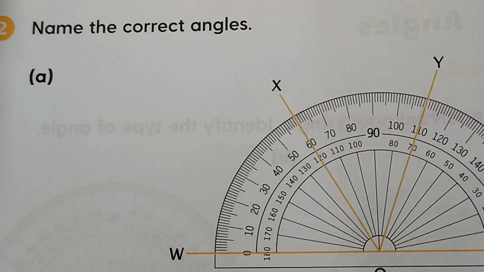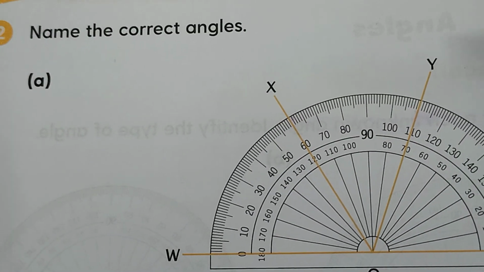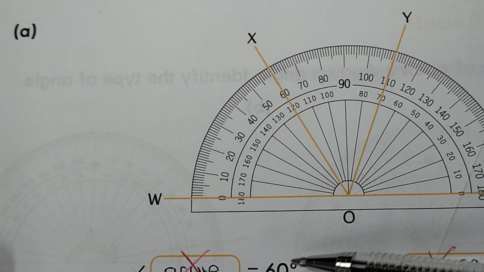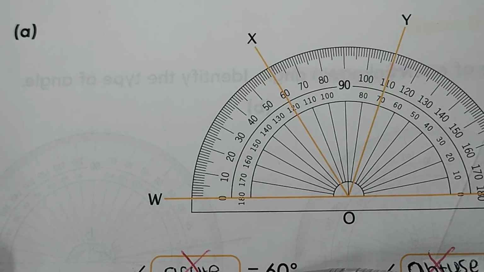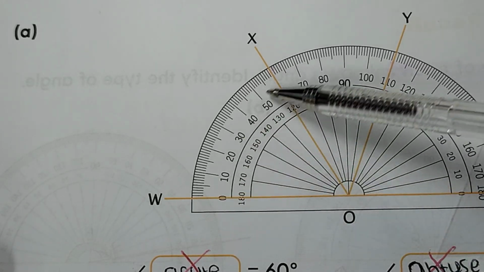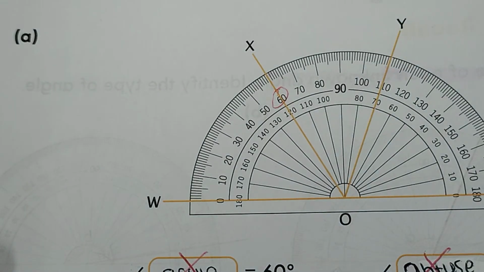Now, you're given the capital letters, uppercase letters here, so use the uppercase letters to name the angle. They ask you which angle is equal to 60. For example here, 0 to 60, right? You see 60 here? So you're referring to this angle.